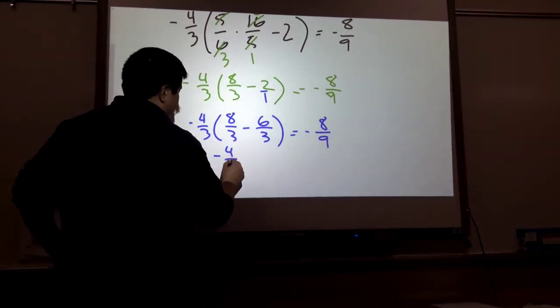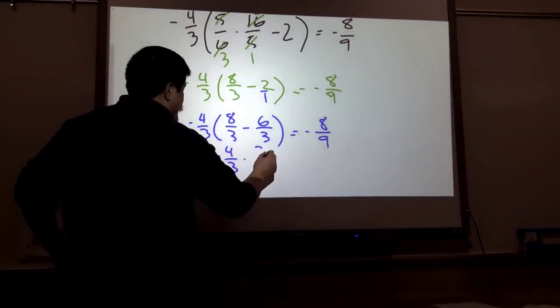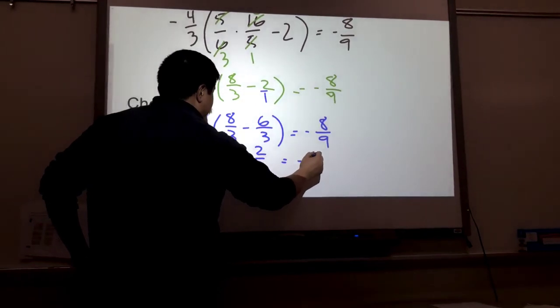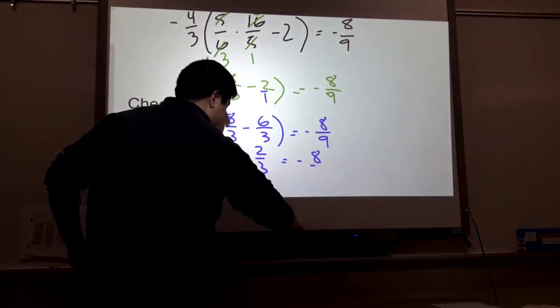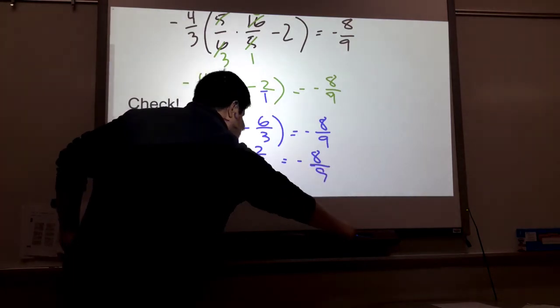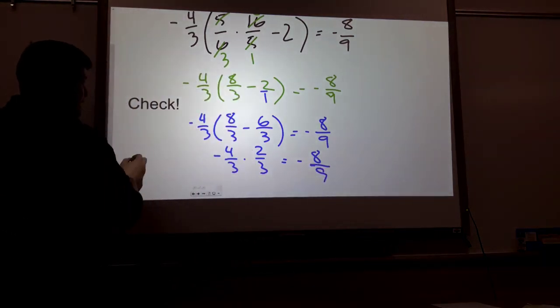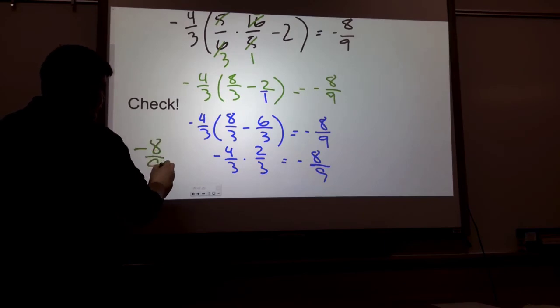Negative 4/3 times 2/3 equals hopefully negative 8/9. Excuse me, 8/9. And finally, we multiply across, which gets us our magical negative 8/9 equals negative 8/9.